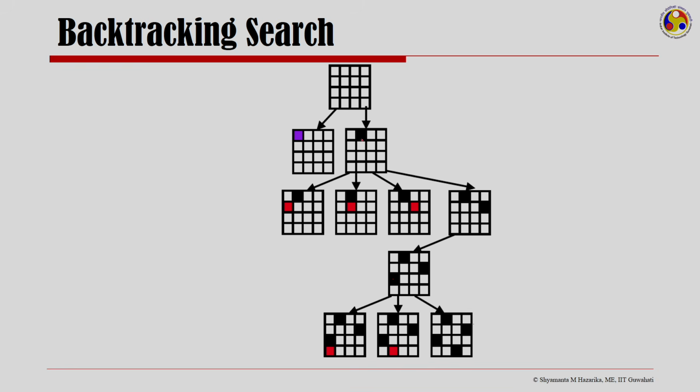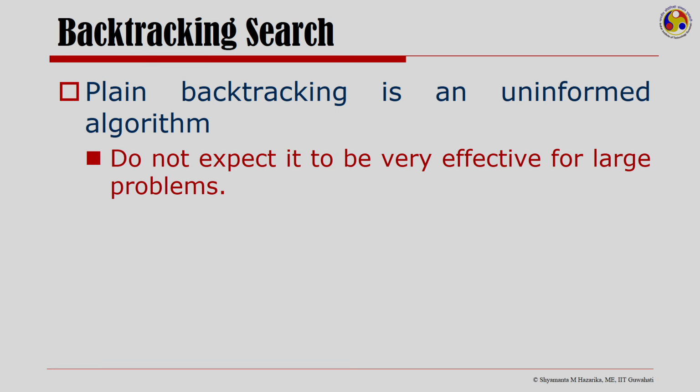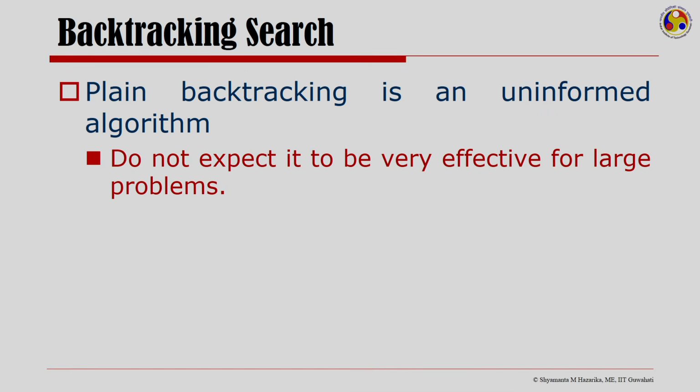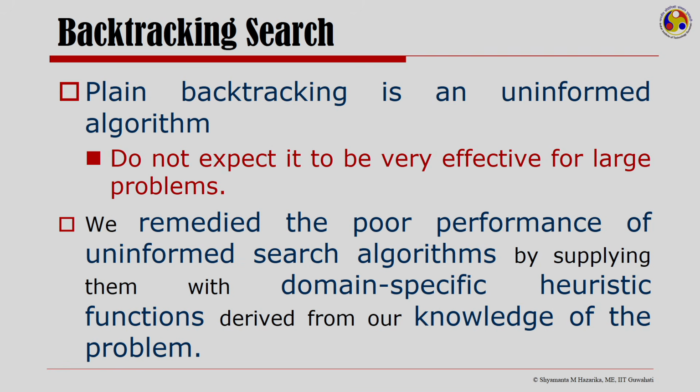And once we had done this, we could arrive at a solution. So plain backtracking, as you have realized, is an uninformed algorithm. We do not expect it to be very effective for large problems. We remedied the poor performance of uninformed search algorithms in our previous discussion of state space search by supplying them with domain specific heuristic functions derived from our knowledge of the problem.